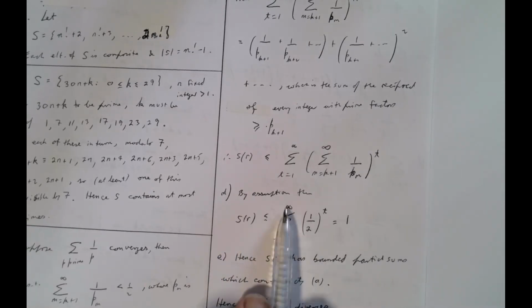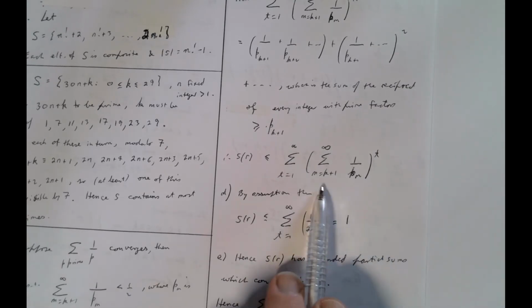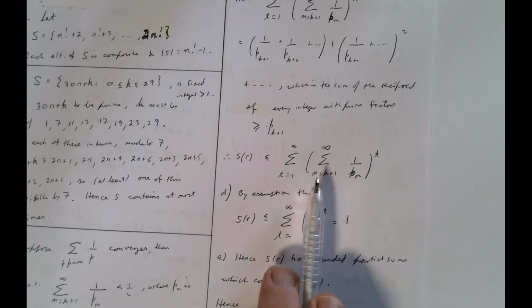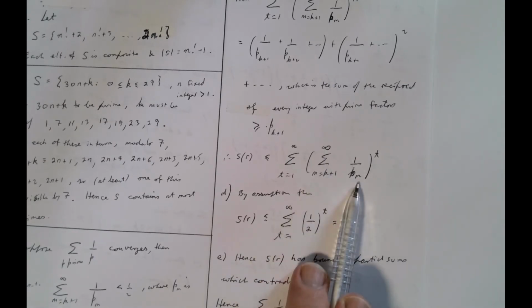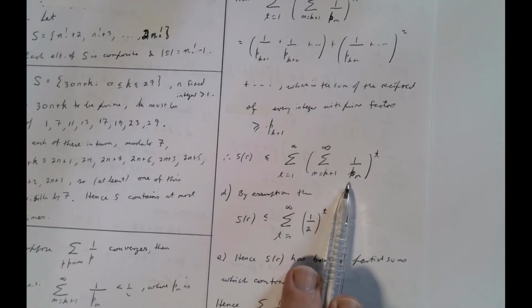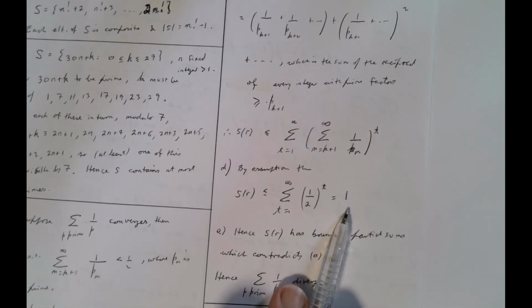Now, by assumption, then, this S_R is less than or equal to the sum from t equals 1 to infinity of 1/2 to the t, because we assumed that the tail of the sum of the reciprocals of the primes was less than 1/2. This is just a geometric series, and so it adds up to 1.